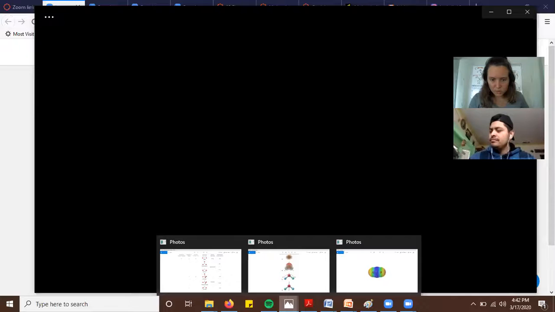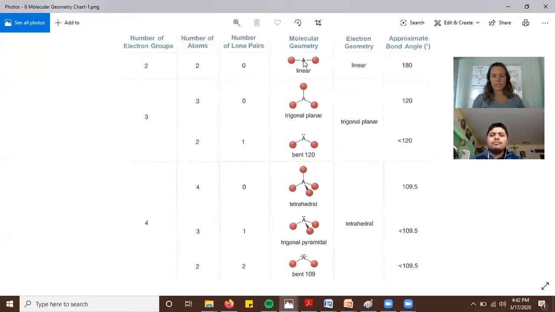So let me show you. Can I share my screen? Okay. We've got this chart here. So here is linear, right? Central atom with 2 bonded atoms and no lone pairs. And then the question was, what has to be on the central atom for it to be bent? What has to be there for it to bend?